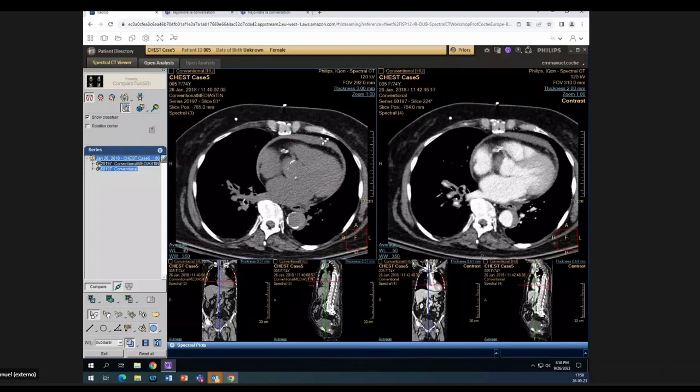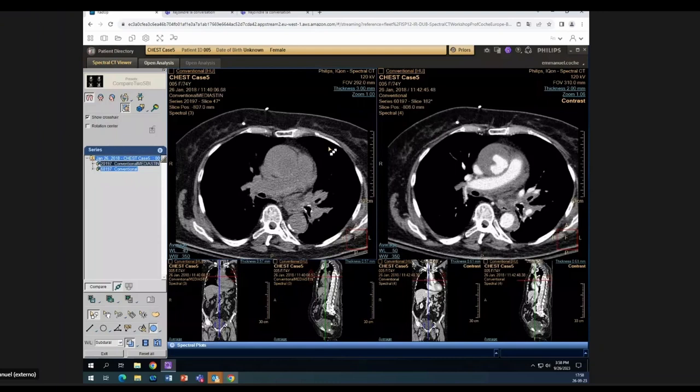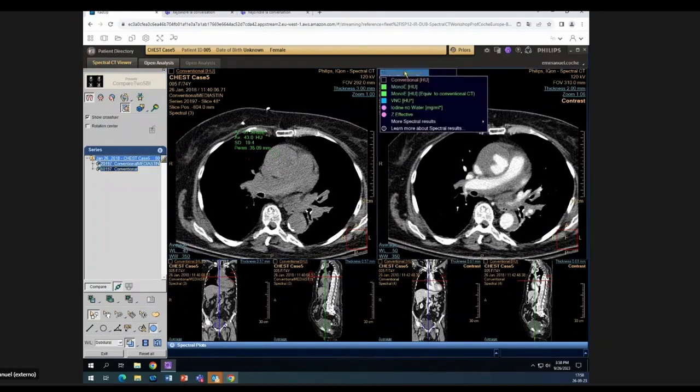And you see that if you see here surrounding the aorta, you see it's dense. You may select region of interest by clicking on the circle. You draw a circle here. You see average is 43. What is interesting, you can go to the right series. You go to conventional and you have all the spectral CT values, and you go to virtual non-contrast.